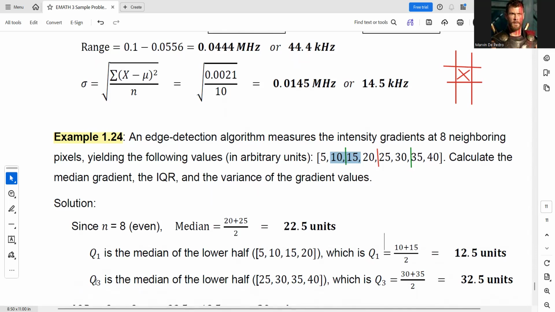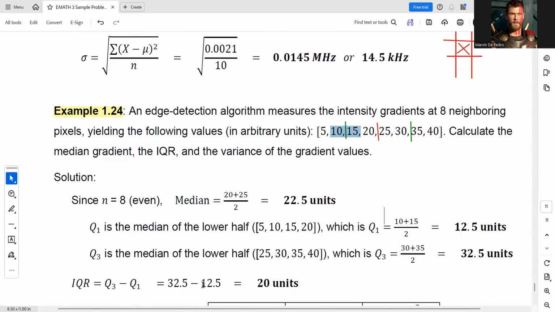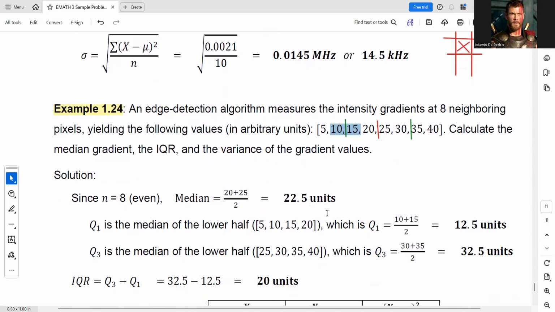With Q3 and Q1, we can now solve for the IQR, which is the difference of the two. 32.5 minus 12.5, we have 20 units. We don't have a unit mentioned here, so we just use the word units as the unit.